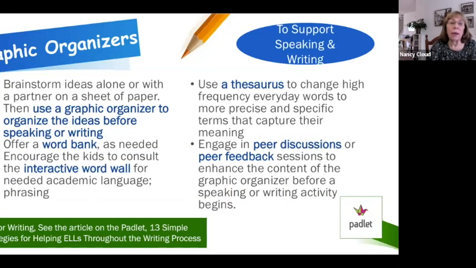And I can use my graphic organizers and my illustrations to organize ideas before speaking or writing. I can give kids a word bank. I can have them use the interactive word wall. I can give them a thesaurus. I can have them engage in peer discussions and get peer feedback.